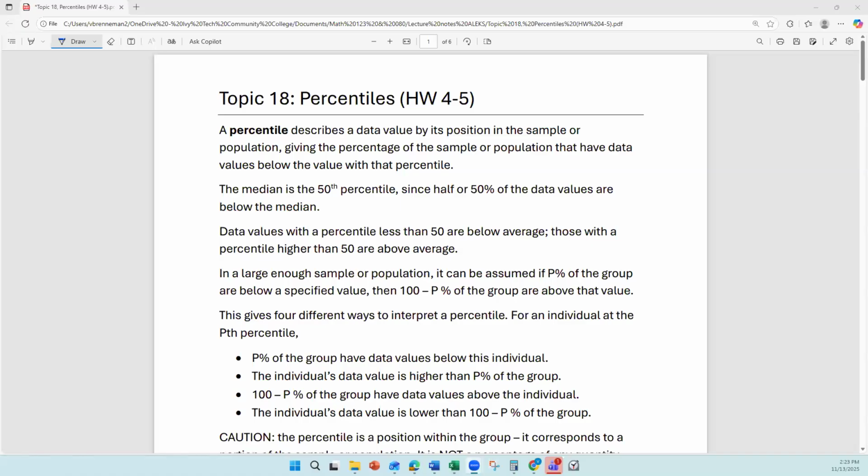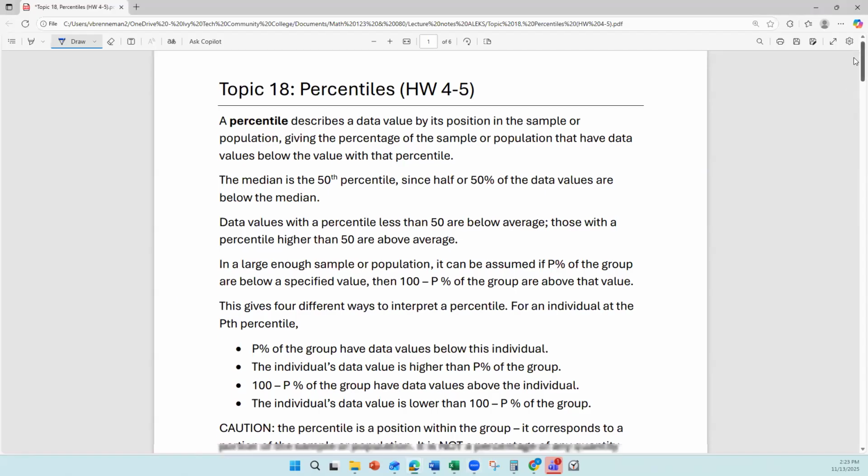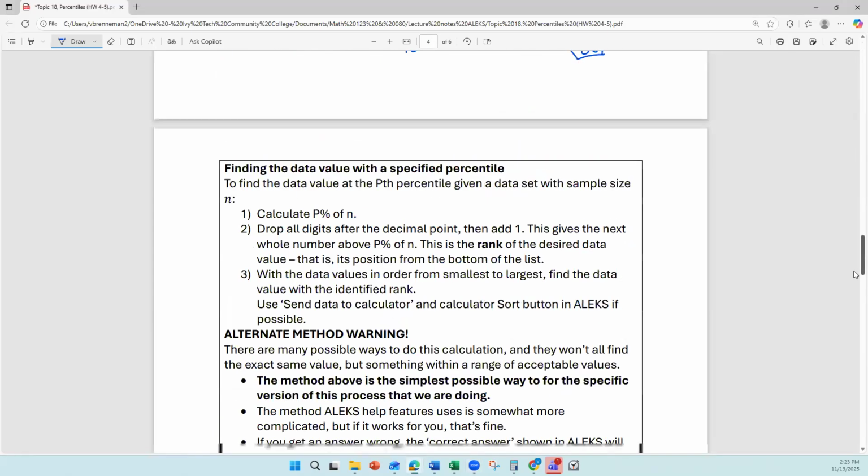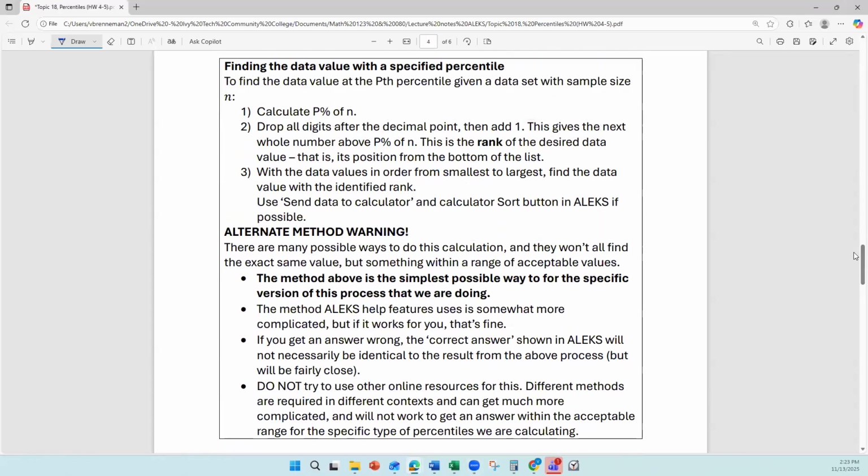This video is over topic 18, numbers 6 through 8. So this is finding the data value with a given percentile and also a little bit more of finding the percentile of a data value. This is something where Alex will tell you a little bit more complicated way.